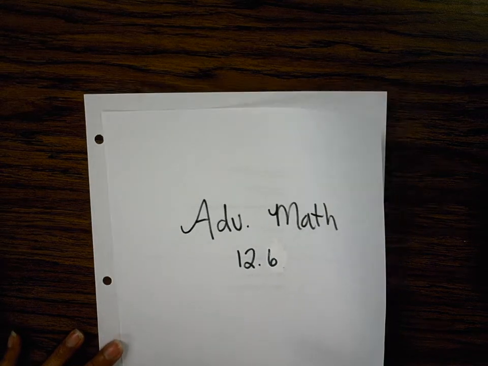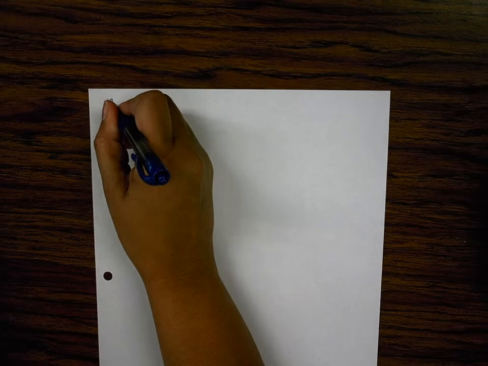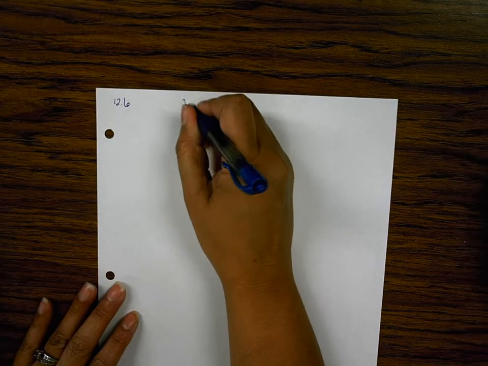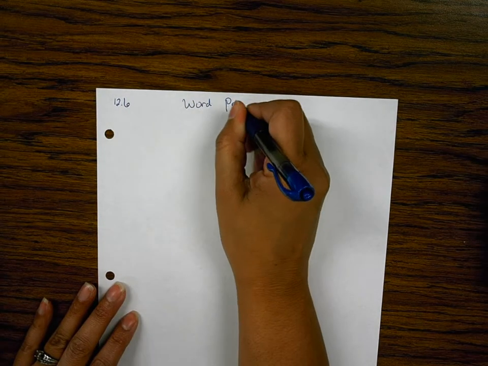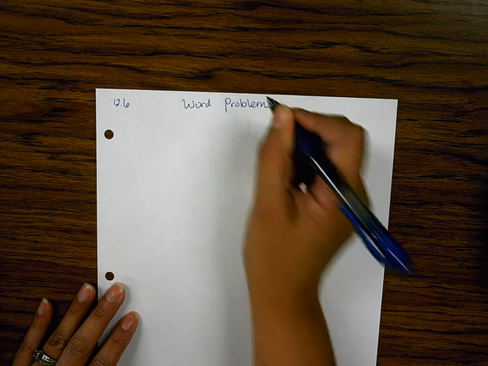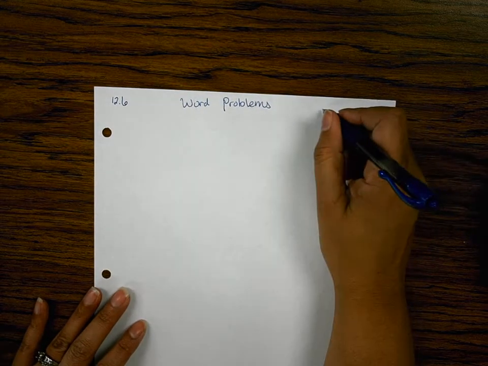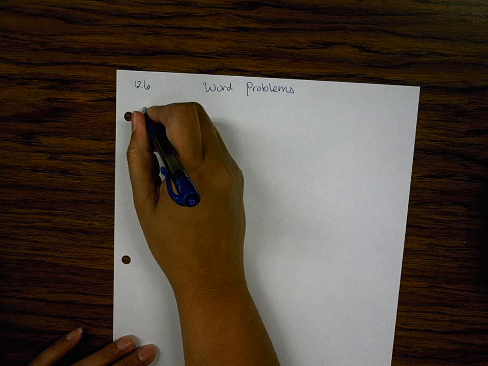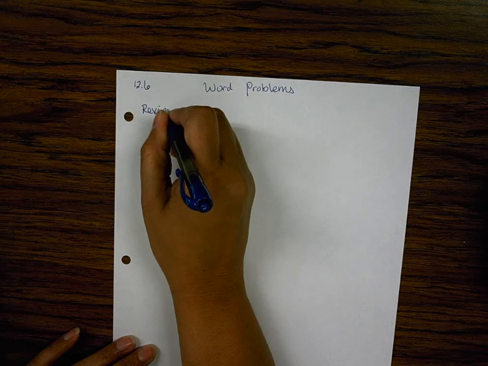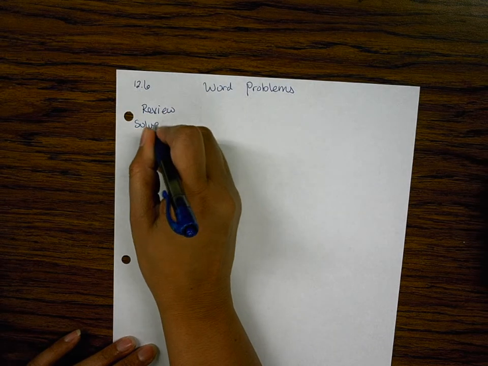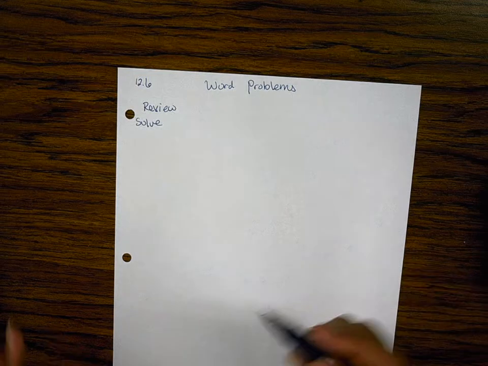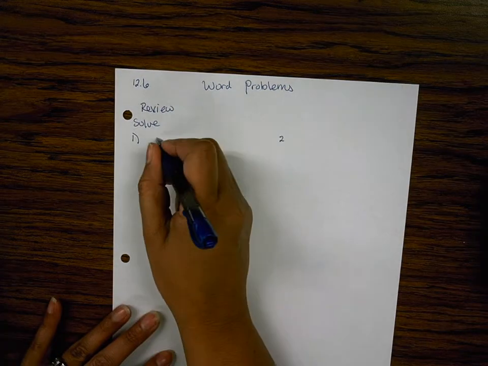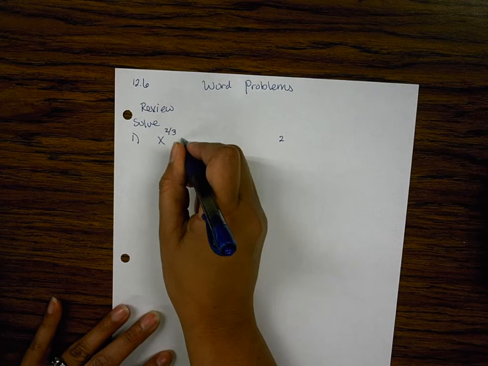This is Advanced Math, Unit 12, Lesson 6. Word problems. First piece we're going to do is quickly do some review problems of solving, because these type of problems come up on the test and kids always struggle with what method to use.